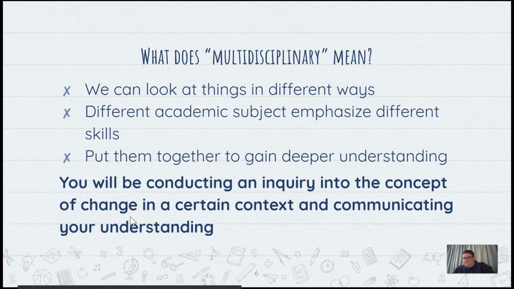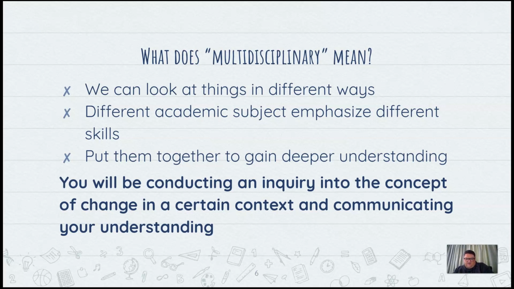So what does multidisciplinary mean? Well, this means that we can look at things in different ways. And you know already that different academic subjects sometimes emphasize different skills and different ways of thinking about things. What we're going to ask you to do is to think about this key concept, to think about the context that you choose, and to think about your perspective. And we're going to ask you to think about each of those in slightly different ways.